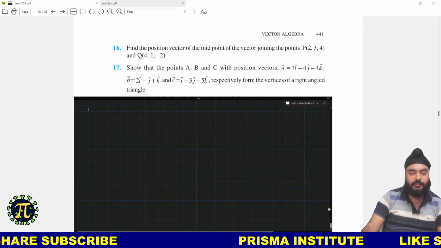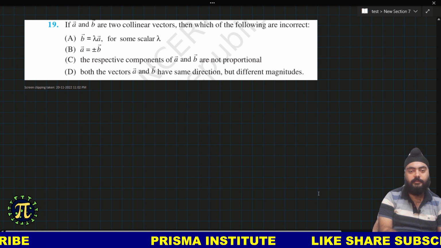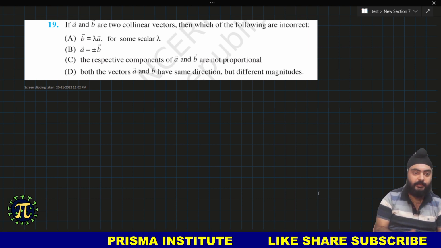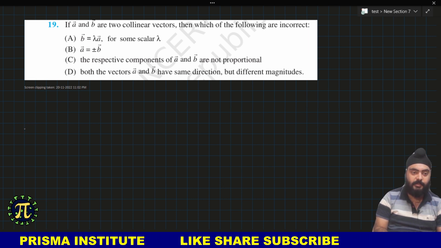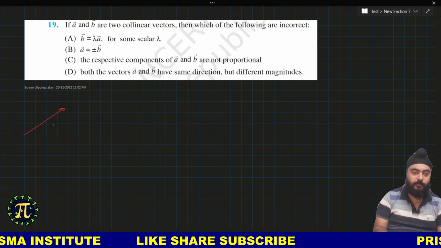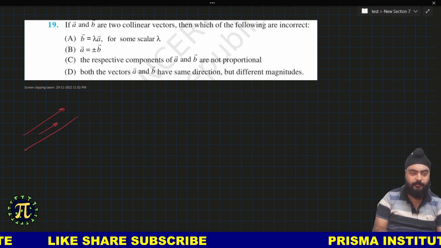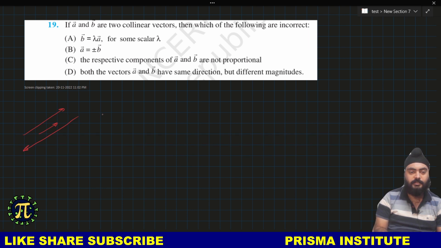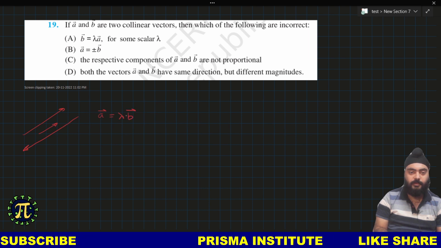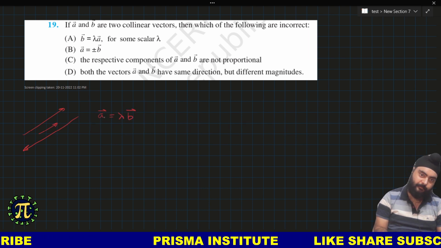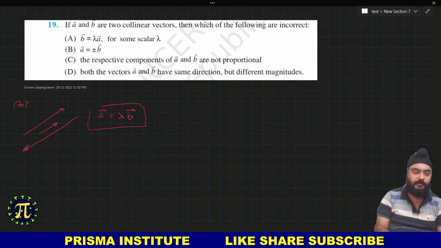So this looks like a good MCQ. If A vector and B vector are two collinear vectors, then which of the following is incorrect? First let's clear in our mind that it is asking about collinear vectors. How are collinear vectors? Parallel, right? They can be of different length, or they can be anti-parallel also. The only condition is A vector can be represented as some number times B vector. You can multiply B vector with some number to form the A vector. So these are the collinear vectors.